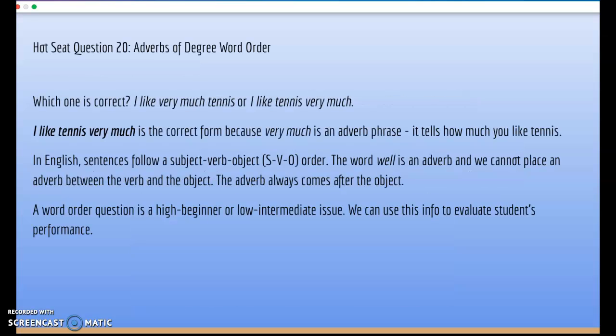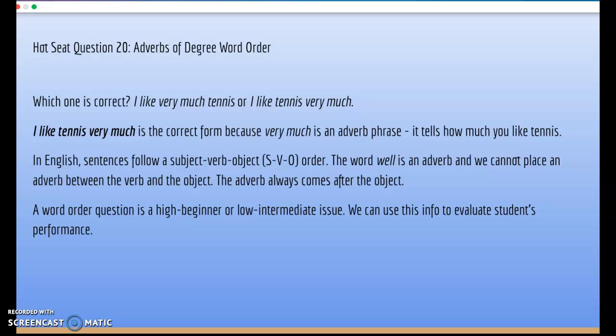The final question, adverbs of degree, word order. Which one is correct? I like very much tennis, or I like tennis very much. I like tennis very much is the correct form because very much is an adverb phrase. It tells you how much you like tennis.